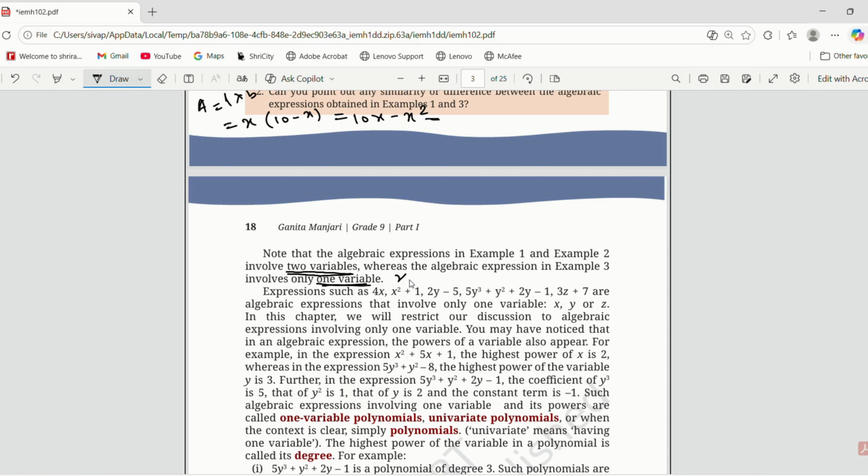Expressions such as 4x, x square plus 1, 2y, 5y cube plus y square plus 2y, or 3z plus 5 are examples which involve only one variable: x, y, and z. See, in all these examples, 4x has only one variable x, x square plus 1 has only one variable x, and this one has only one variable y. There are three terms, but all the terms are in the form of y: y cube, y square, y. Similarly here we have z.